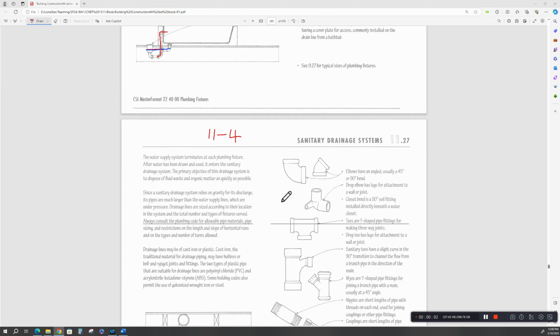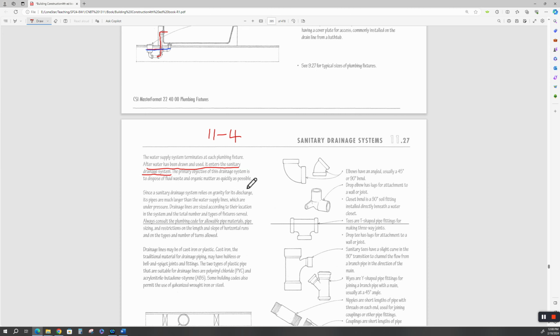All right, we are back at CNBT 1311. This is the fourth video in chapter 11. The water supply system terminates at each plumbing fixture. After water has been drawn and used, it enters the sanitary drainage system.